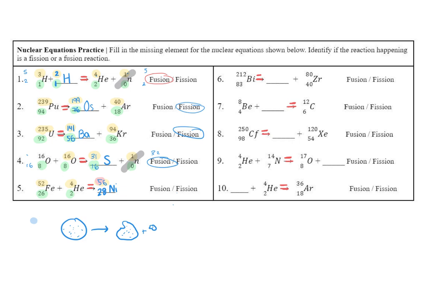All right, if we look, I don't see any neutrons that we have to worry about, but I have 2 nuclei forming one bigger one. When we have 2 things making one, that is called fusion.